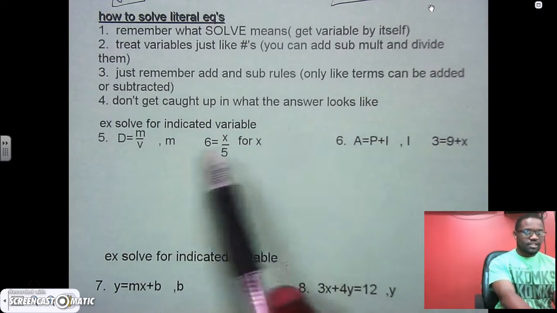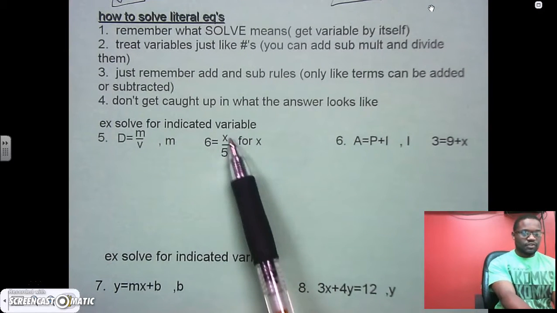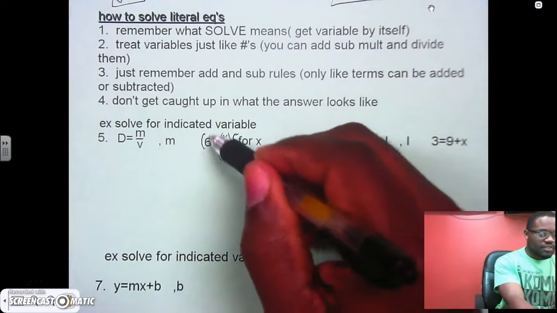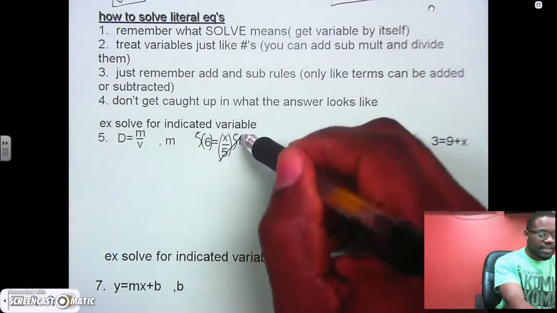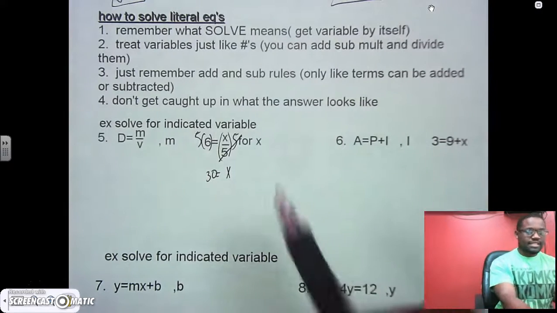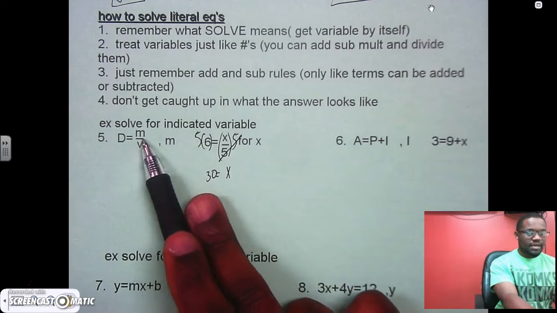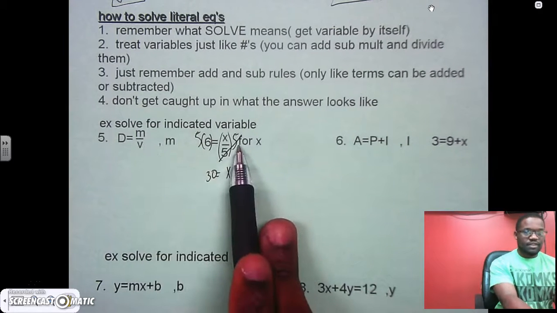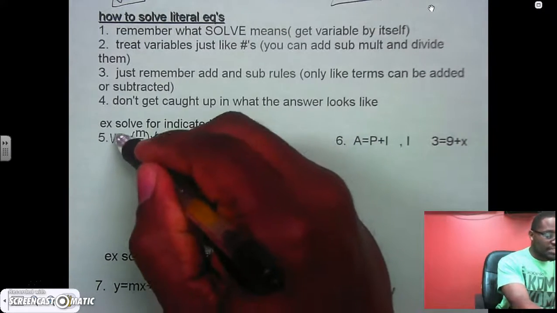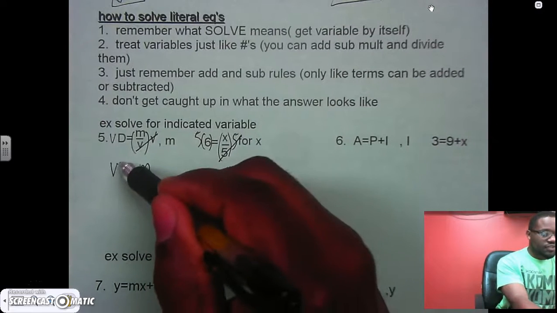Now, before I solve that, I want to refer you back to a problem like this. What if I was going to solve this for x? What would I do? I would multiply both sides by 5. That will cancel out, and I'll have x equals 30. Right? Now, I'm going to take that same idea over here. If I want to solve for m, I need to get rid of this v, just like I got rid of that 5. So I'm going to multiply both sides by v. Notice that that cancels out, and I'm left with m equals vd.